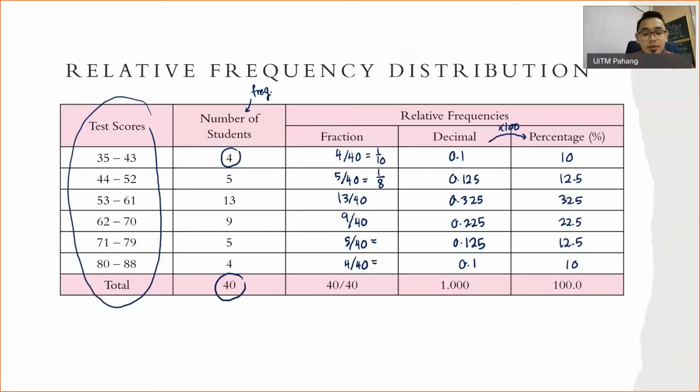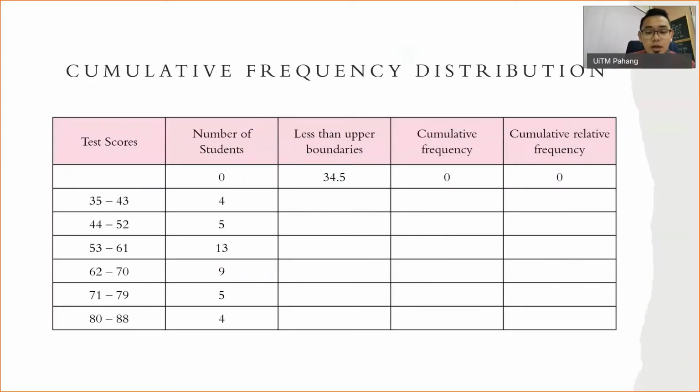The next one, suppose we want to calculate the cumulative frequency distribution. We note that for the cumulative frequency distribution table, we have this interval. In this case, we call this the interval, and the number of students is actually the frequency, kekerapan. Then we have the less than upper boundaries, meaning this is actually the upper boundary. So we know the upper boundary for this case: what is the number between 43 and 44 would be 43.44.